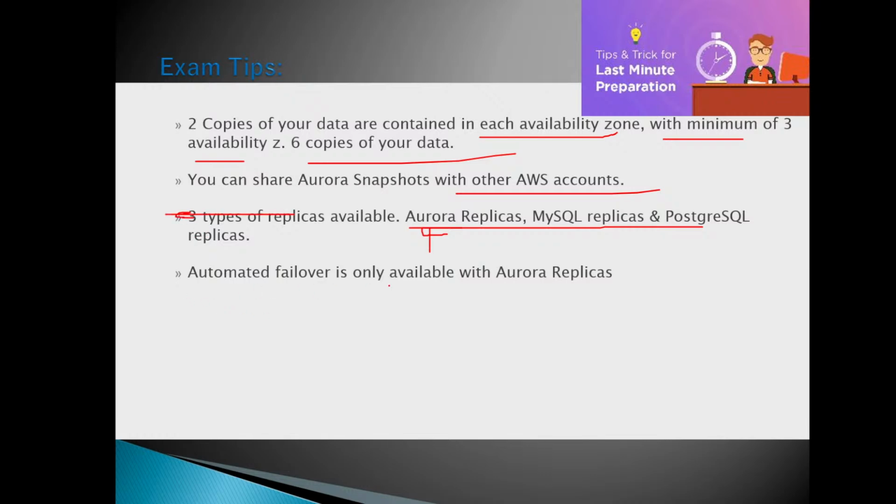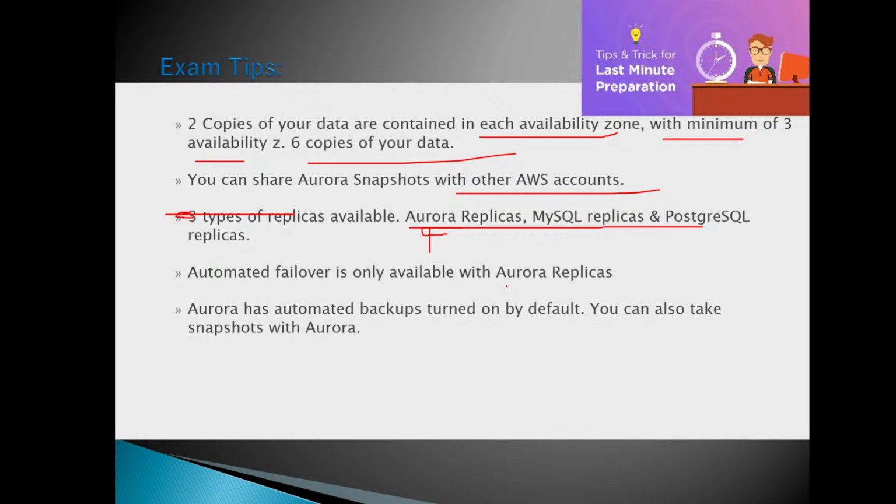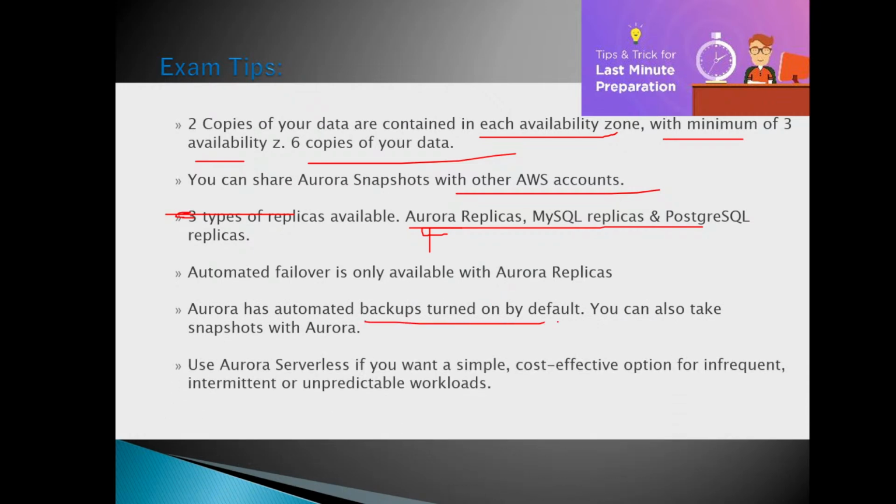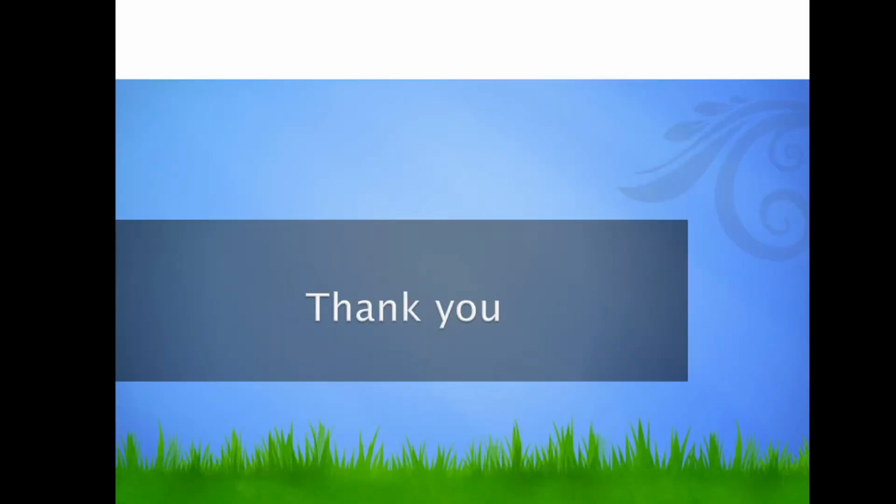Automatic failover is only available in Aurora replicas. Aurora has automatic backup turned on by default. You can also take snapshots of Aurora. Use Aurora serverless if you want a simple, cost-effective option for infrequent, intermittent, or unpredictable workload. This is all about Aurora. If you have any question, please let me know.